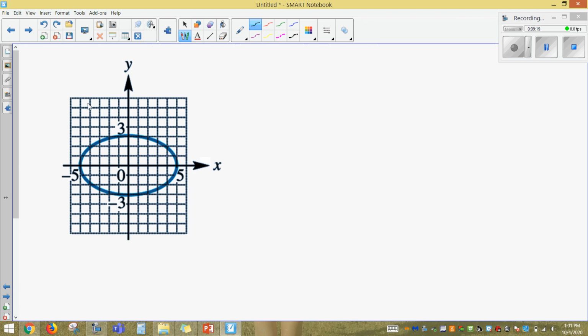So here is the next example. I'm going to ask the same 3 questions. Is this a function? What's its domain and what's its range? And so go ahead and pause the video, write down what you believe, and then turn it back on when you're ready to see it.